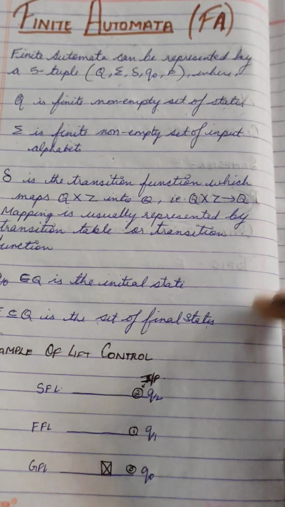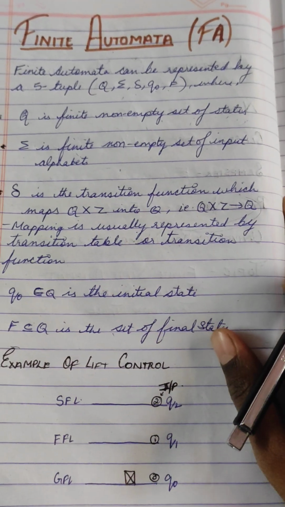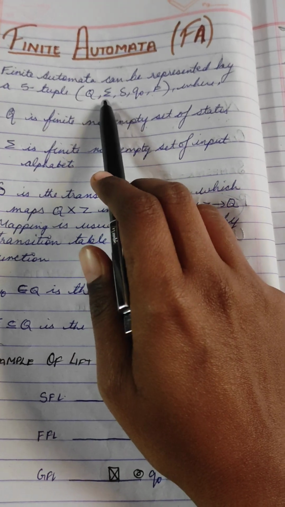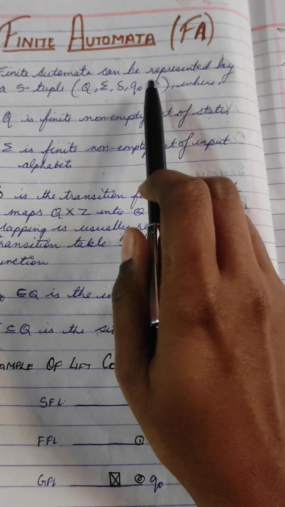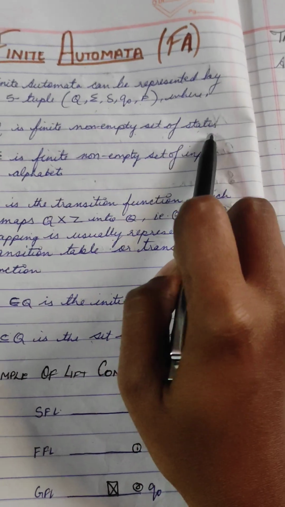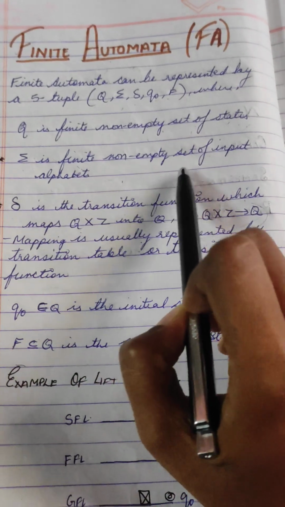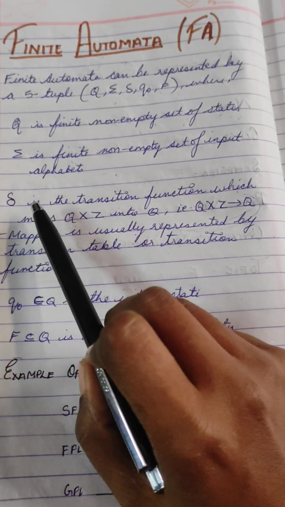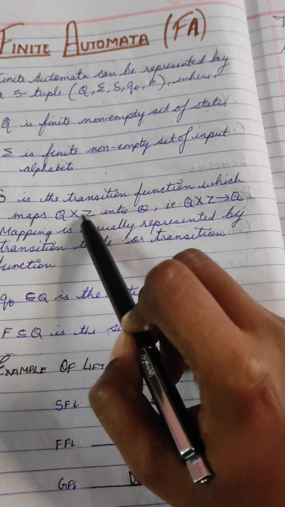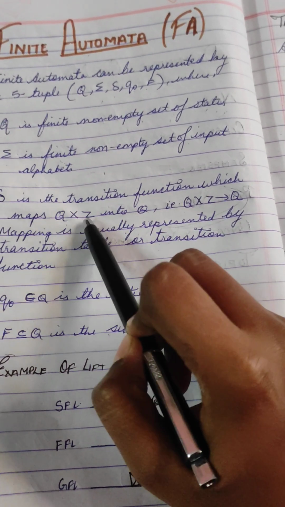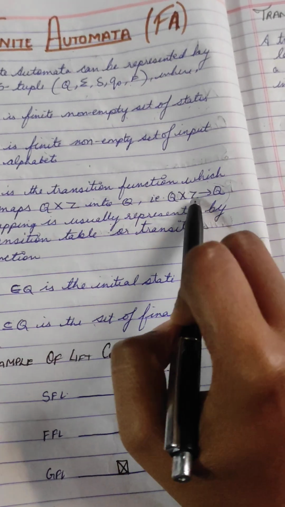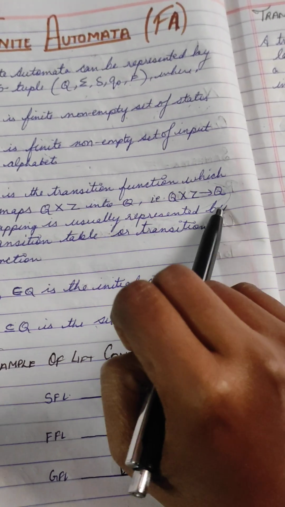Now, finite automata. Finite automata can be represented by a 5-tuple Q, sigma, delta, Q naught, F, where Q is the finite non-empty set of states, sigma is the finite non-empty set of input alphabets, delta is the transition function which maps Q cross sigma into Q. Cross is the Cartesian product. The Cartesian product of Q cross sigma into Q is represented as this.